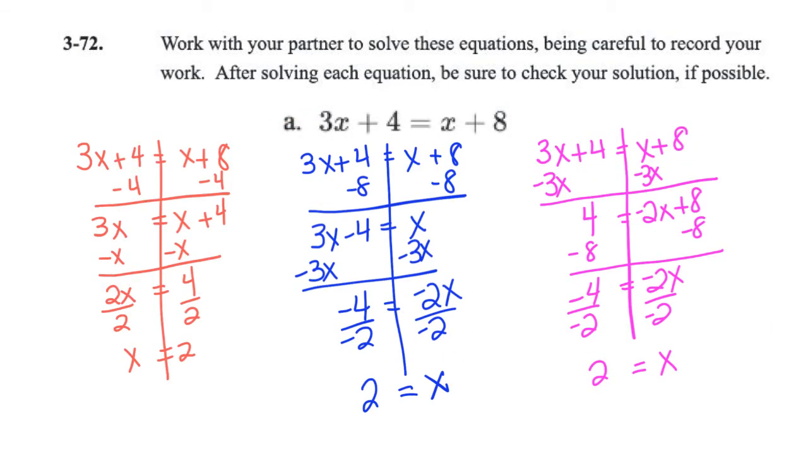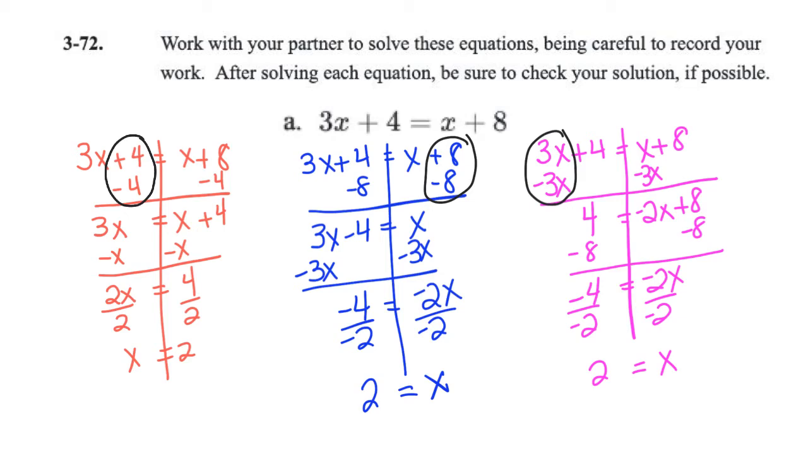Here is the same problem solved 3 different ways. Instead of subtracting x first, in the red one here, I subtracted 4 first. In the blue one, I subtracted 8 first, and in the pink one, I subtracted 3x first. And I just wanted to show these to you just to let you know that the way that your teacher does it is not always the only way to do it. For this, no matter which way we did it, we always got x equal to 2.